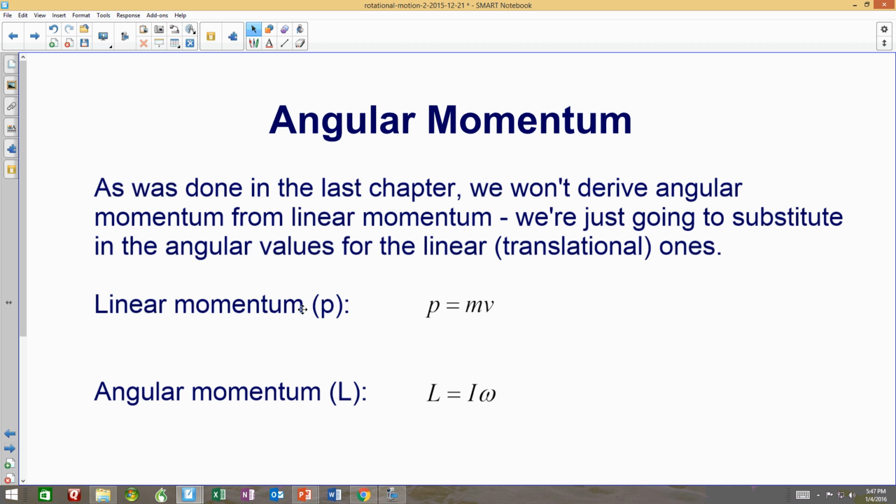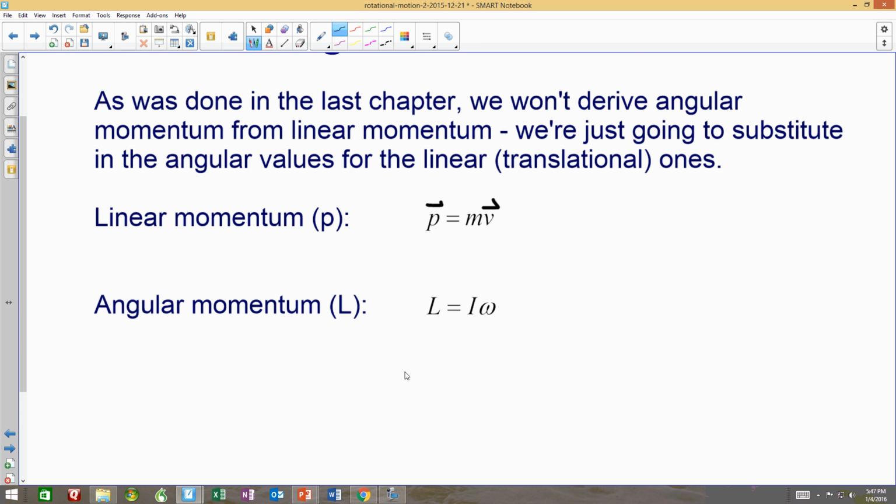So here's our equation for linear momentum. Remember again that this is a vector quantity, so its momentum is equal to mass times velocity. The angular momentum is also a vector quantity because it has magnitude and direction. Again, remember the direction is going to be either clockwise or counterclockwise.